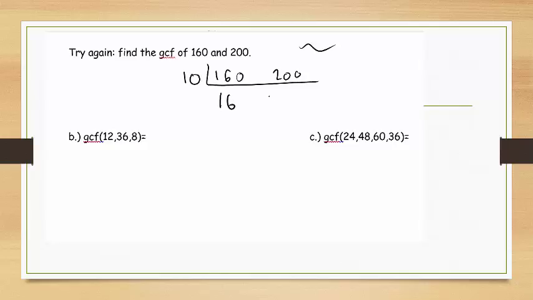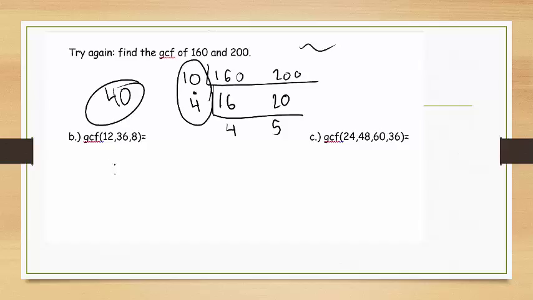And that's going to give me 16 and 20. And I also noticed that 4 goes into both of these, so that gives me 4 and 5. There's nothing that goes into 4 and 5. So circle the numbers I pulled out of the problem, multiply, and I get 40.